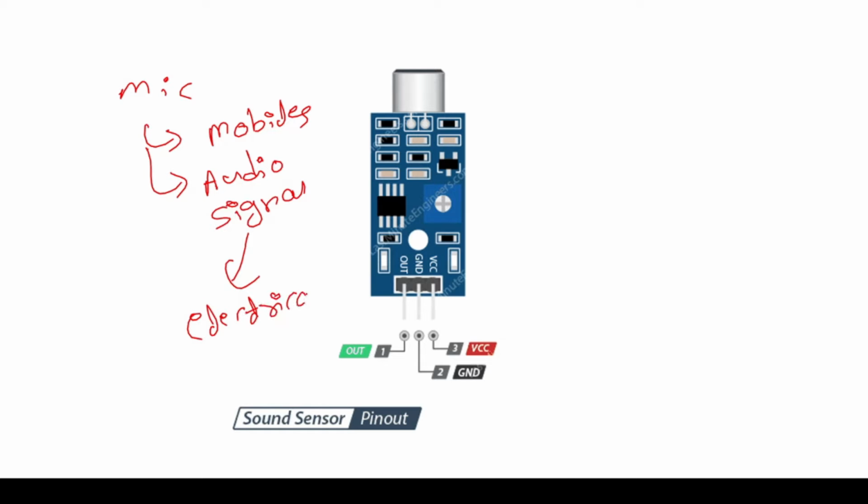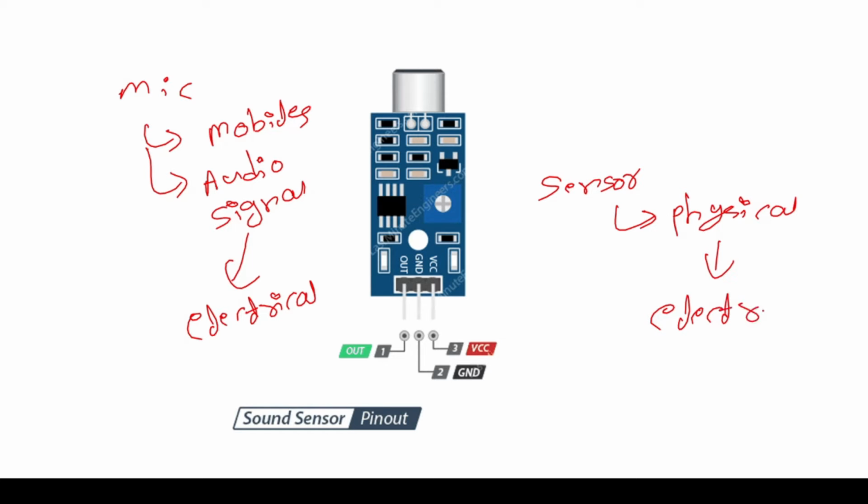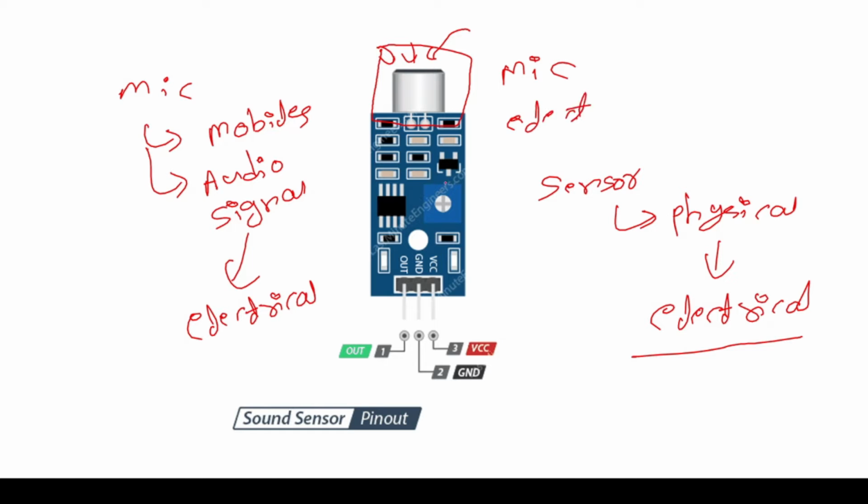Whatever sensor we interface with Arduino, sensors convert physical quantities into electrical quantities that can be understood by our development boards. The sound sensor is nothing but a mic. You can see on the screen, this is our sound sensor, and this is our mic. This transducer, we can call it a transducer or sensor, converts the audio signals it receives into an electric signal, which is processed with the help of comparators.